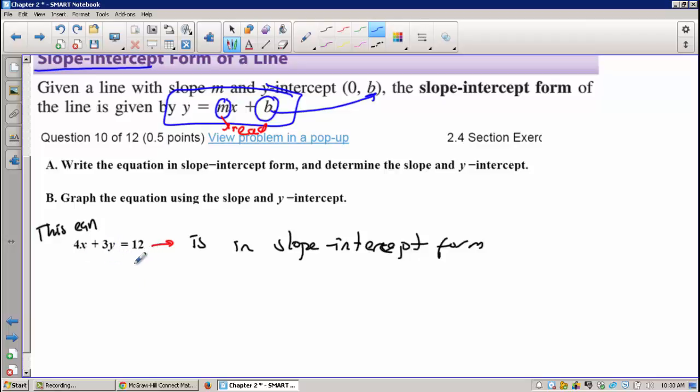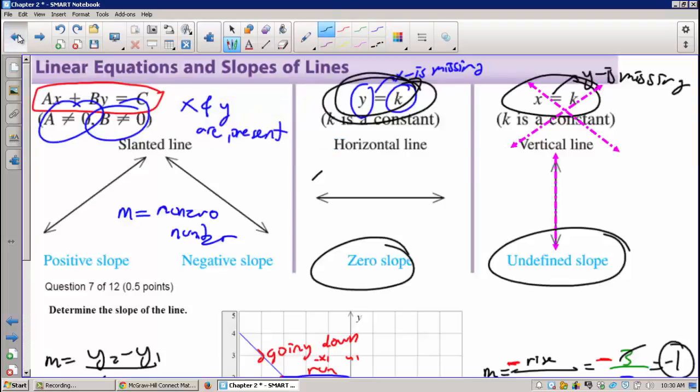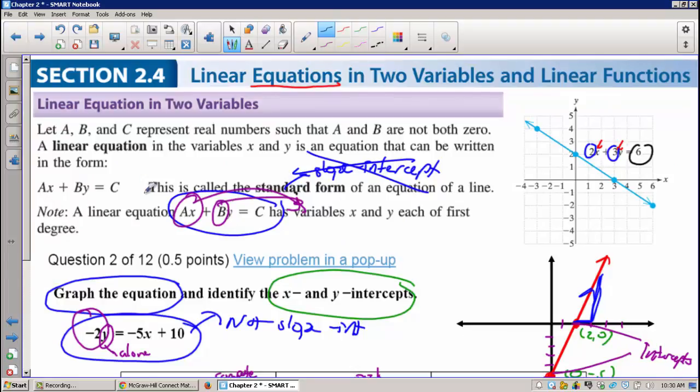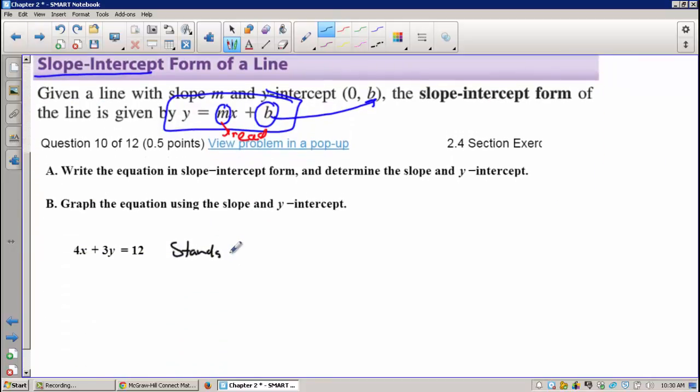So what is this one called then, if it's not slope intercept form? It's called standard form, right? Isn't it called standard or general form? Which one was it? Standard form. We named it as standard form if x and y are on the left side. Okay, it's in standard form. And we need to change it into slope intercept form.